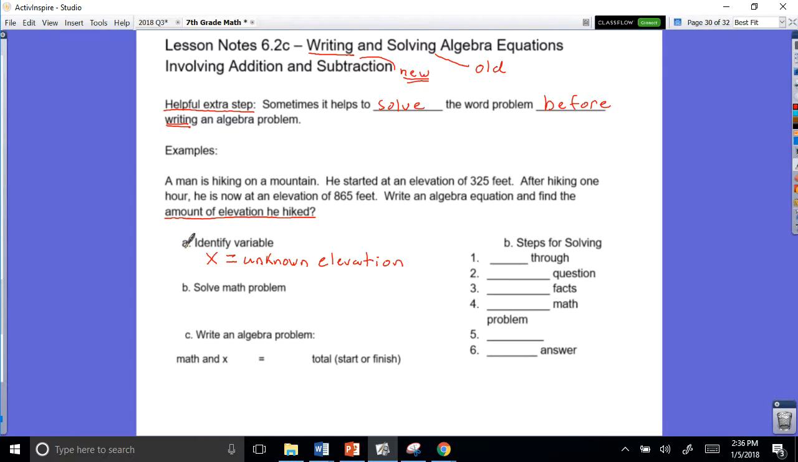All right, so we did A. We identified our variable. x is going to be the unknown elevation. That's the thing we're trying to find out. Now we're going to move on to B. We're going to solve the math problem.